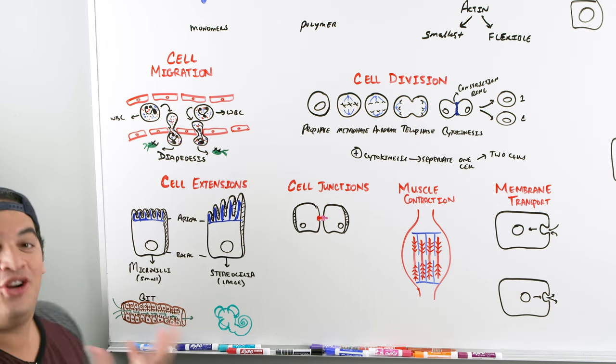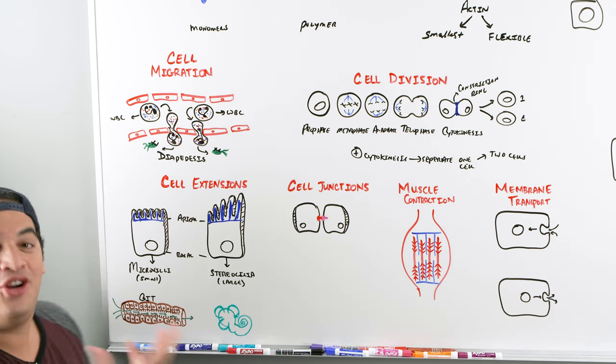And whenever myosin binds to actin, it shortens the filaments and shortens the muscle, which is involved in muscle contraction. And finally, it's important in allowing things that are outside of the cell to come into the cell, making an endosome, or an endosome that's inside of the cell being secreted and pushed out of the cell. This is endocytosis and exocytosis, respectively. Okay, my friends, let's move on to the next cytoskeletal element, which is your intermediate filaments.